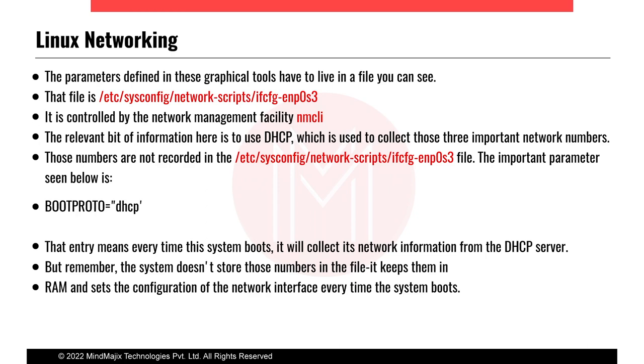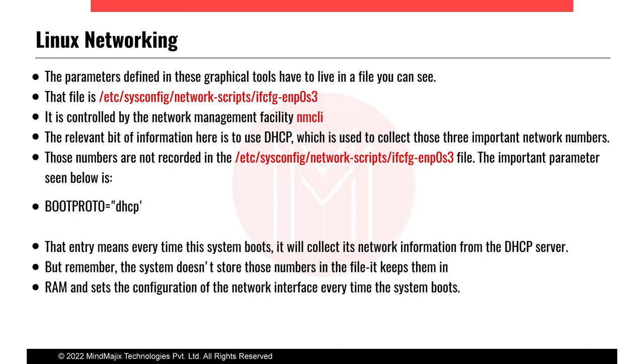These numbers are not recorded in the /etc/sysconfig/network-scripts/ifcfg-enp0s3 file, because we have used DHCP. And how do we decide that this host should use the DHCP scheme? There is one important field. If we select DHCP as the BOOTPROTO, everything will be obtained via DHCP only. If we select static or none, then we need to give the IP address, subnet mask, and gateway. These things we can edit manually in that file itself.